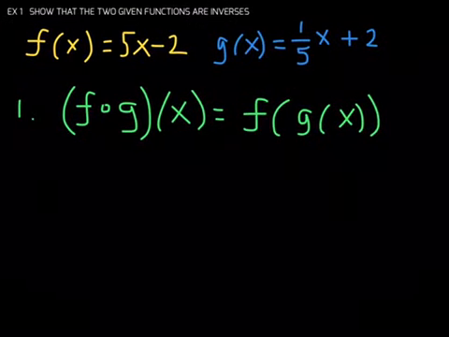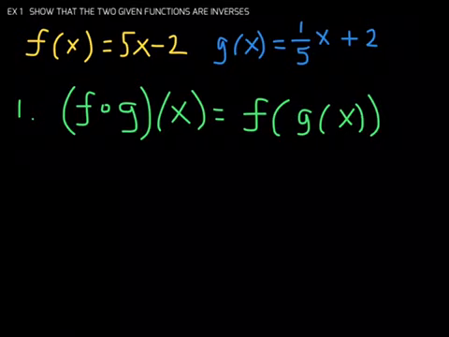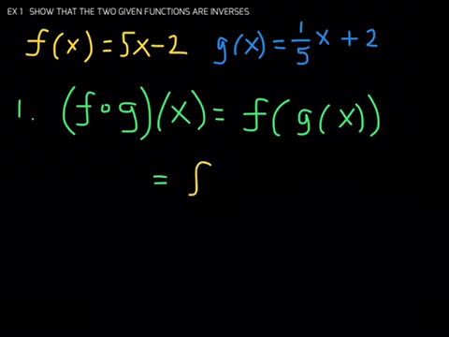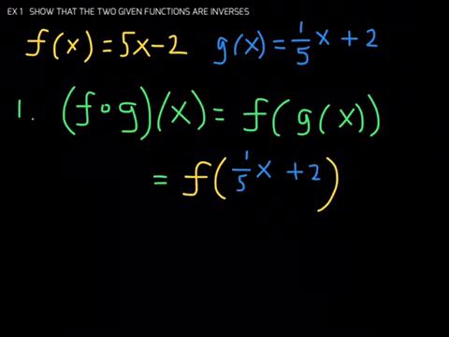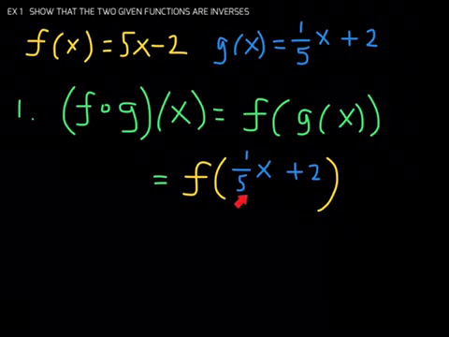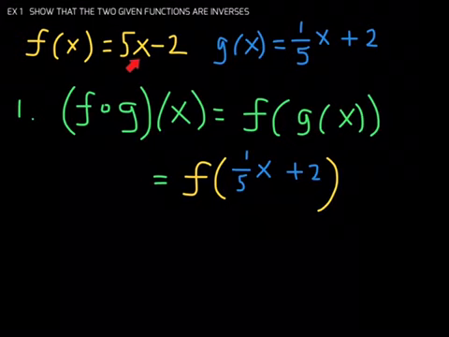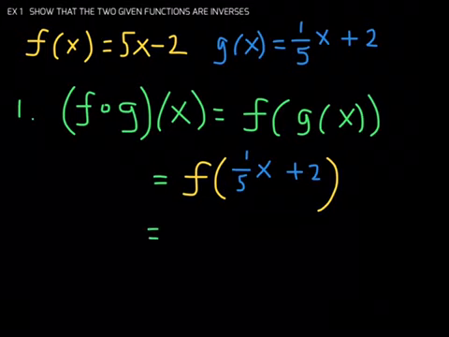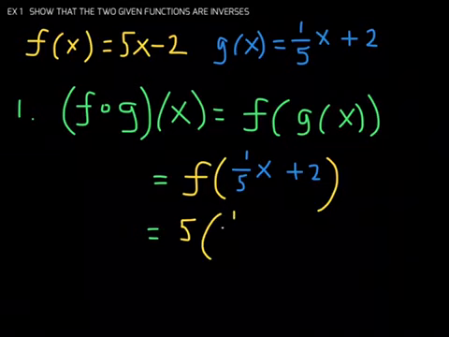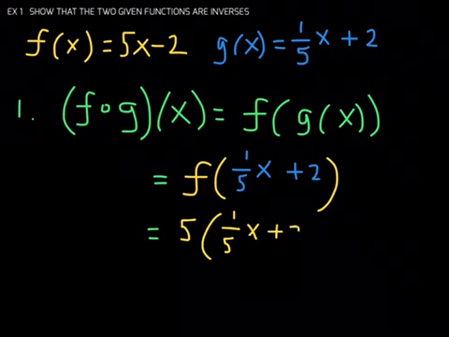So this then is equal to f of, now g of x is 1/5 x plus 2. So we have to plug this expression, 1/5 x plus 2, into function f. The input variable x must be replaced or substituted by this expression. The way that looks is 5 times (1/5 x plus 2), and then minus 2.